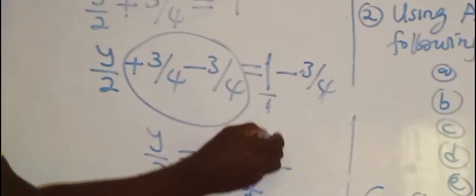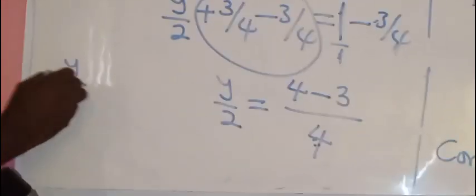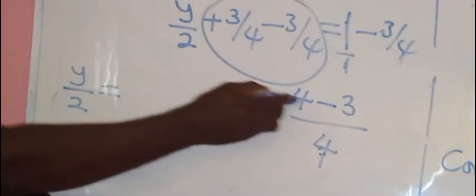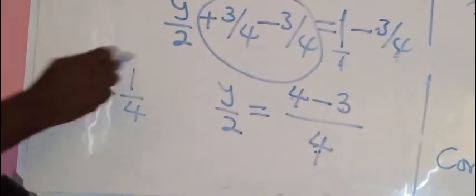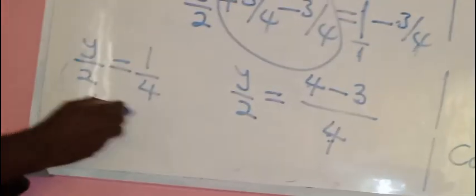1 times 3, 3. So what do I have? I have y over 2 equals 4 minus 3, which is what now? You can multiply y by 4, that is 4y, equals 2 times 1, that is what? 2. I'm looking for y, so I will divide both sides by what? 4. Divide by 4, divide by 4.